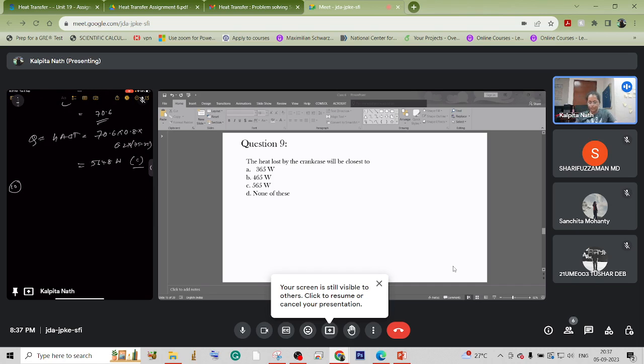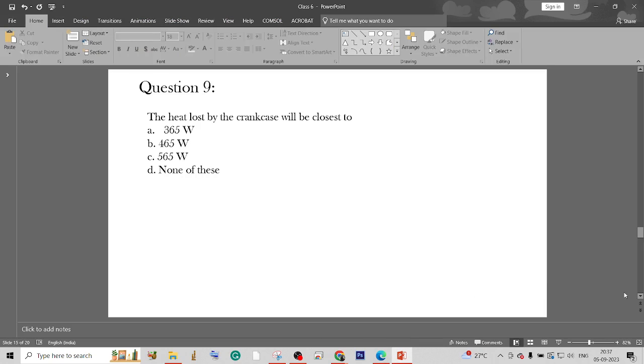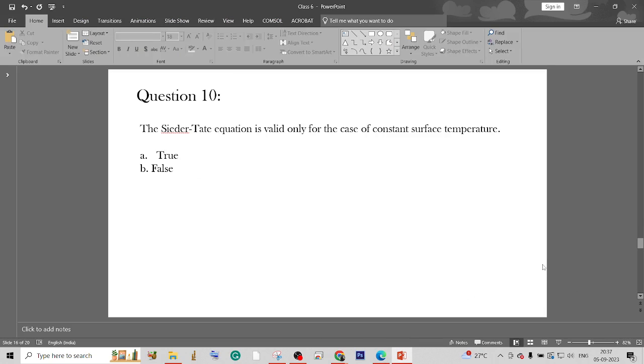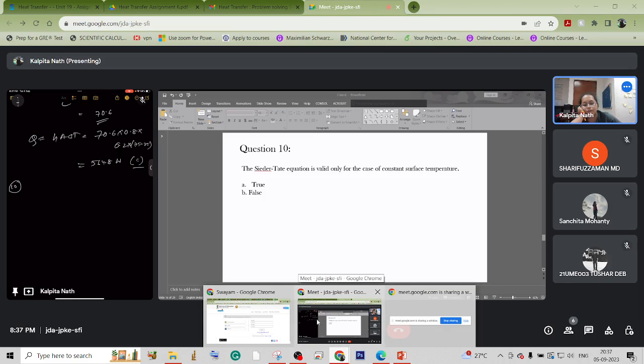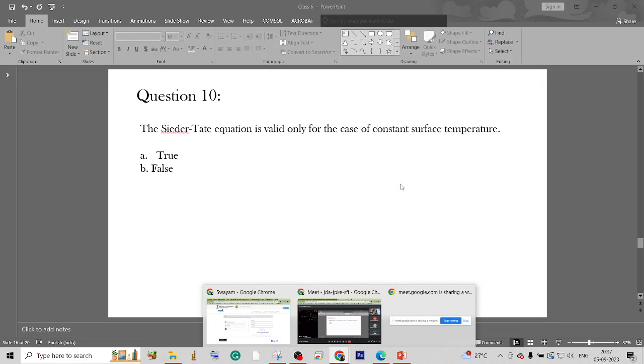Now we'll go for question number 10. The Sieder-Tate equation is valid only for the case of constant surface temperature. Is it true or false? Have you learned about the Sieder-Tate equation? It's used in turbulent flow, right? Yes, ma'am. So it is used for constant surface temperature or not? Is it valid only for that?